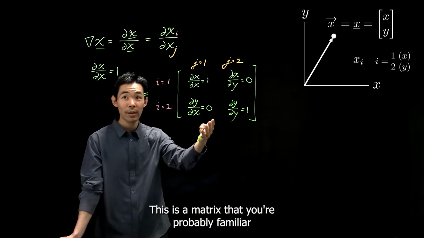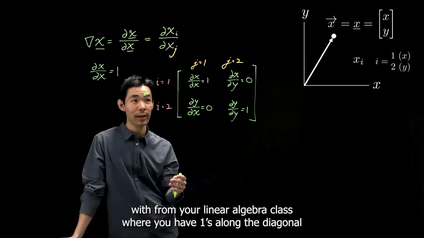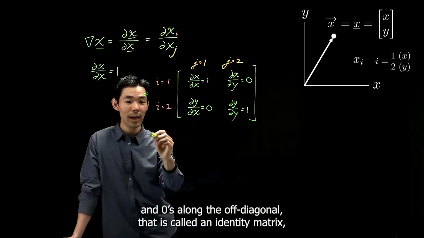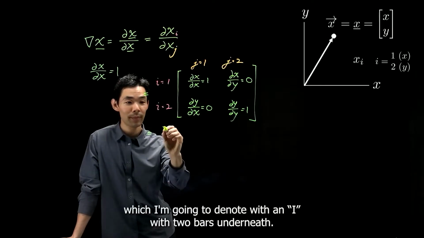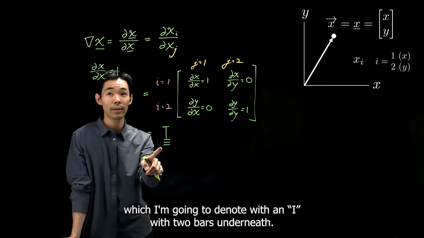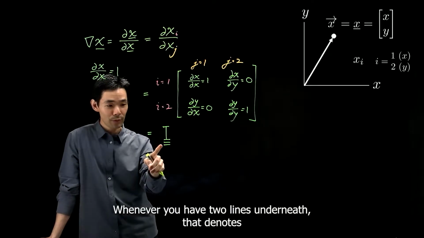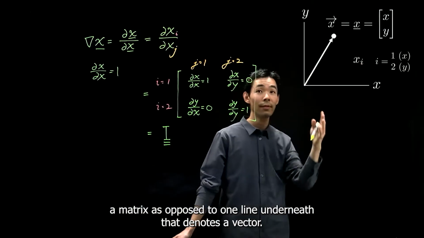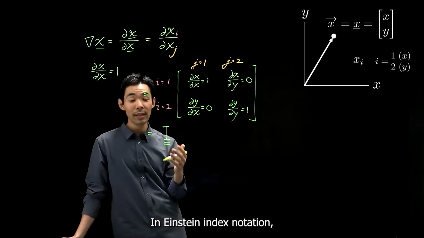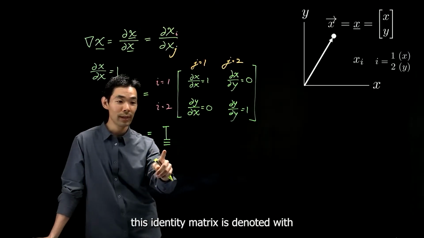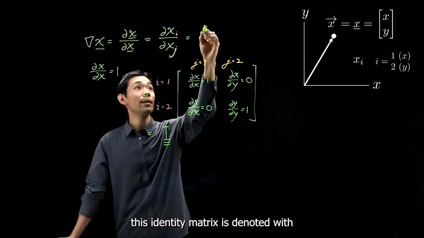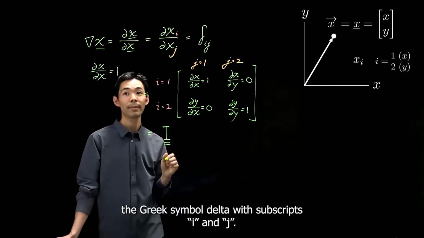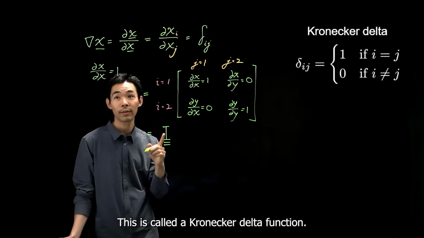Okay? So this is a matrix that you're probably familiar with from your linear algebra class, where you have 1s along the diagonal and 0s along the off diagonal. That, as you recall, is called an identity matrix, which I'm going to denote with an I with 2 bars underneath. So whenever you have 2 lines underneath, that denotes a matrix, as opposed to 1 line underneath that denotes a vector. Okay? So in Einstein index notation, this identity matrix is denoted with the Greek symbol delta and then subscripts i, j. Okay? This is called a Kronecker delta function.